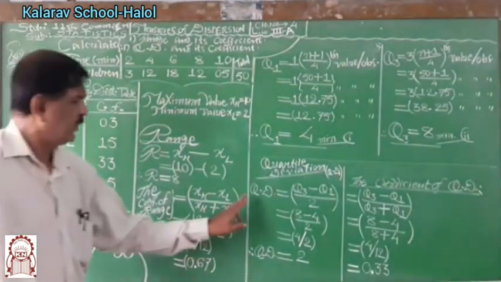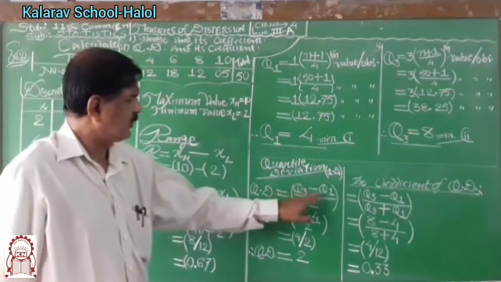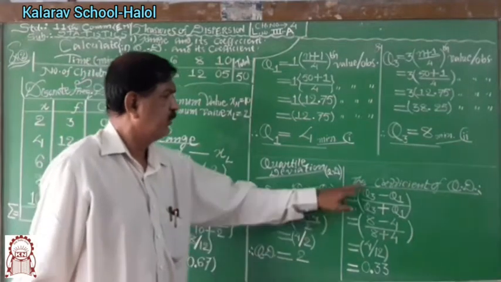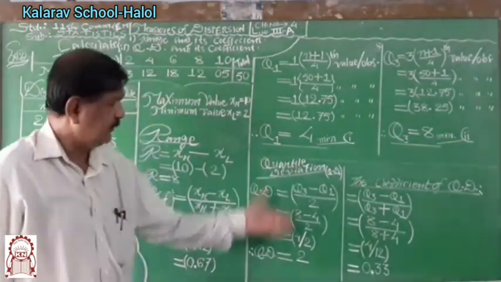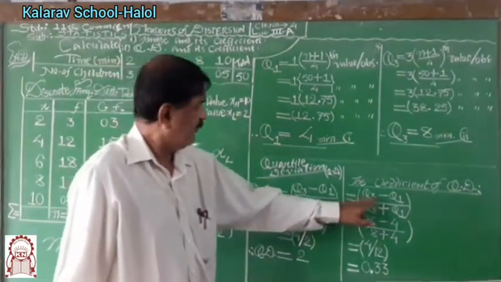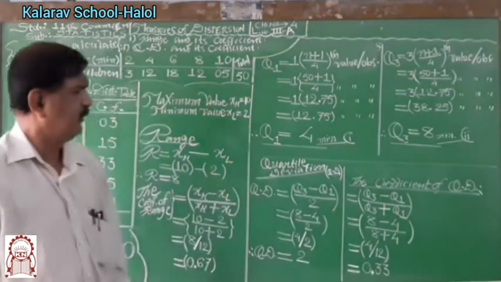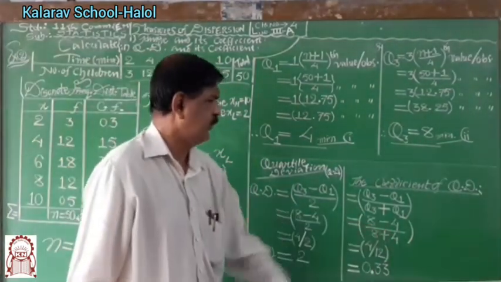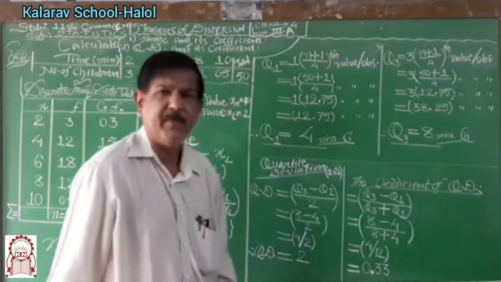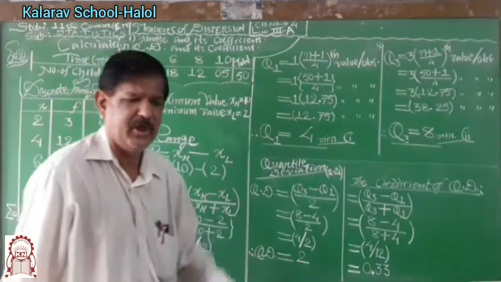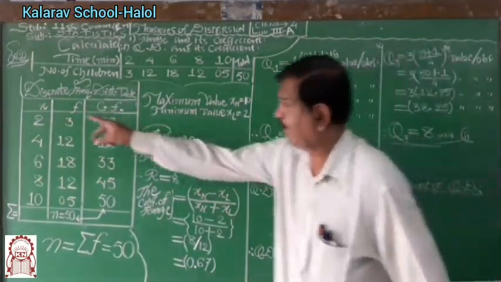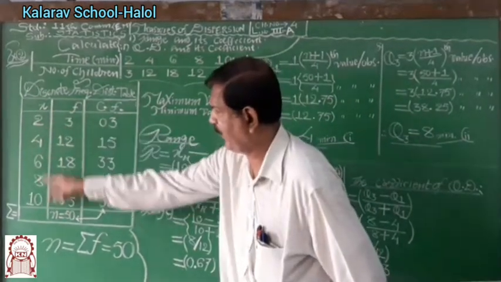QD means quartile deviation: Q3 minus Q1 upon 2. 8 minus 4 upon 2 means 4 by 2 means 2. The coefficient of QD: this was the absolute measure and this is the relative measure. Q3 minus Q1 upon Q3 plus Q1. 8 minus 4 upon 8 plus 4. 8 minus 4 means 4, 8 plus 4 means 12. 4 by 12 means 1 upon 3, that is 0.33.